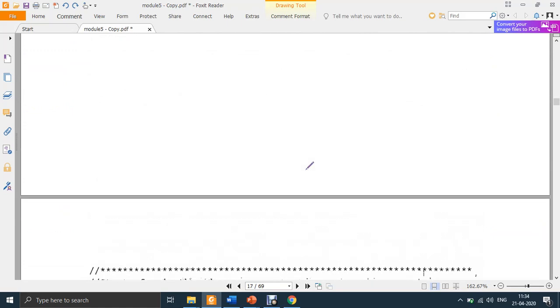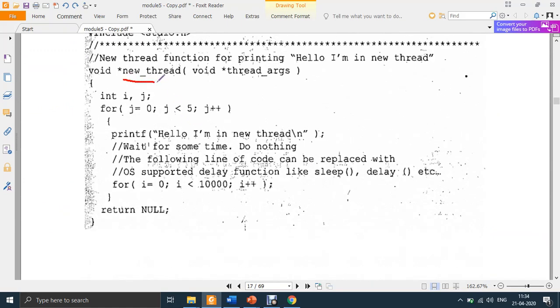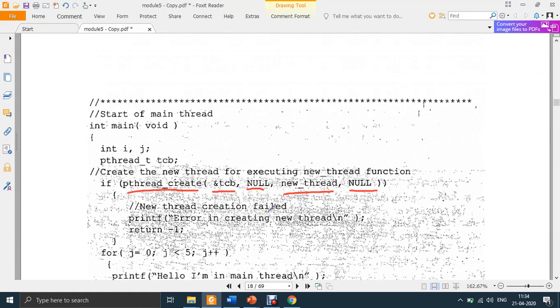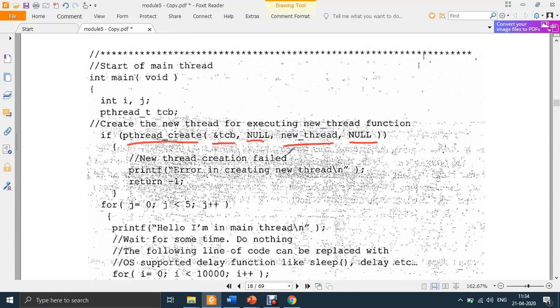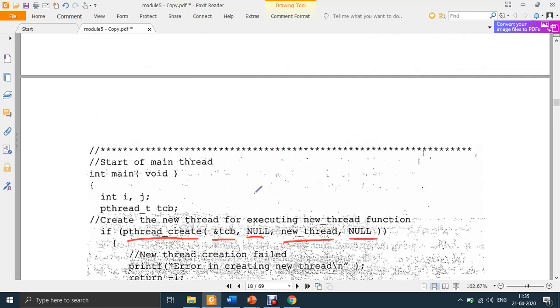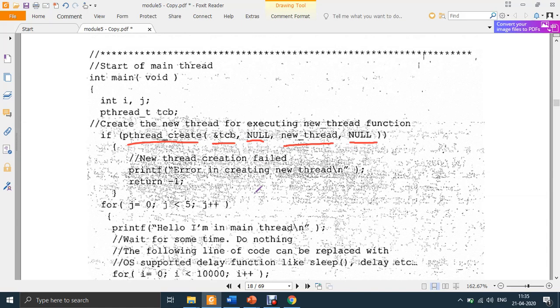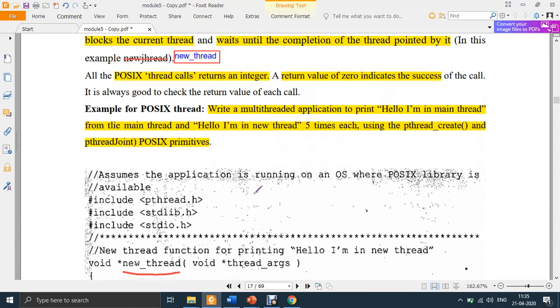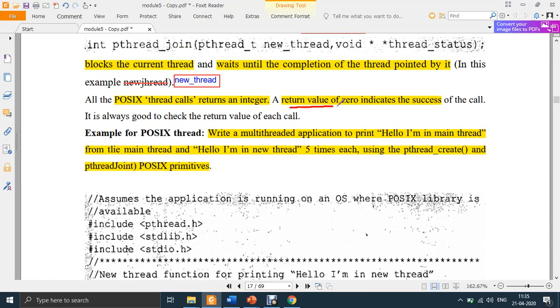So what is this new thread? It is the function for which you are creating a new thread. What is the name of that? TCB. That is the name of the thread you are creating. Once you create the new thread, you have to check whether the thread creation was successful. So how will you check? You have to check the return value.